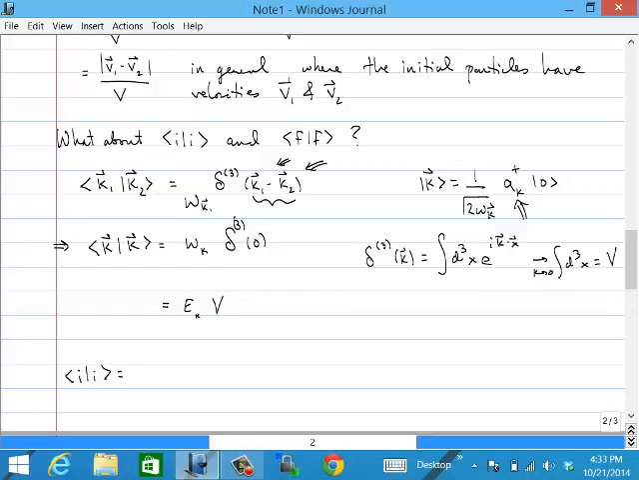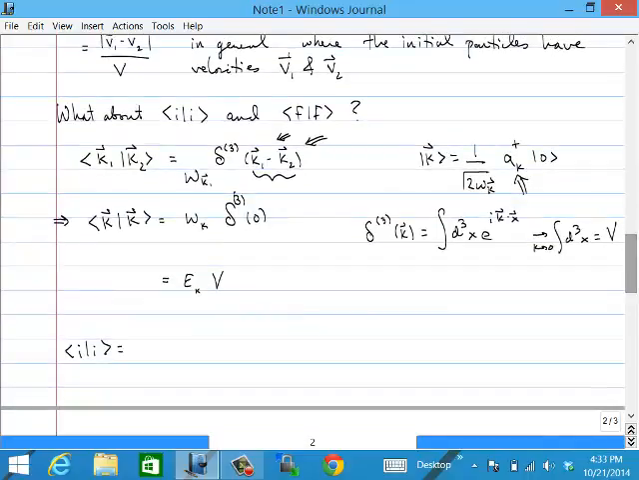Good. Okay. So that means that the norm of an initial state of two particles with energy E1 and E2 is E1 times volume times E2 times volume. And likewise, the norm of a final state with n particles, each of which has energy Ei, will be the product over all final particles of the volume times Ei.